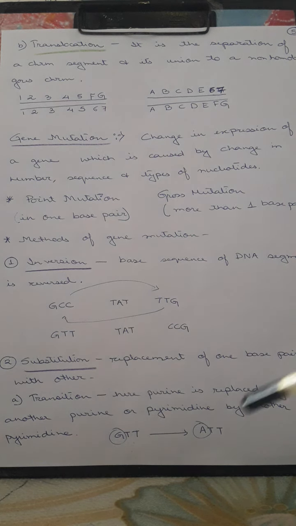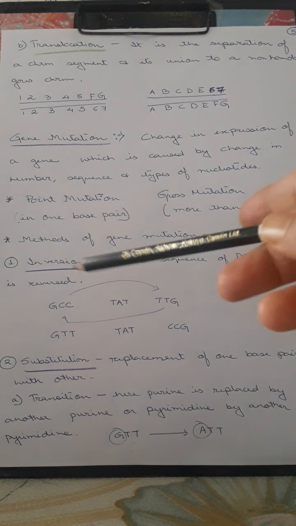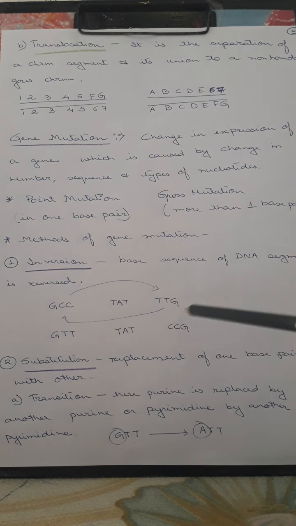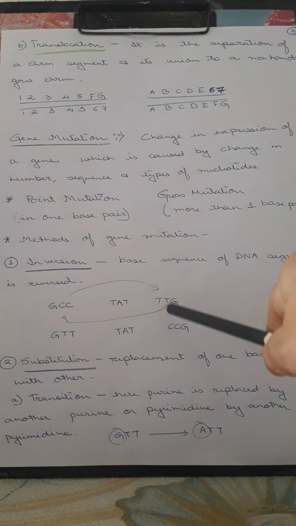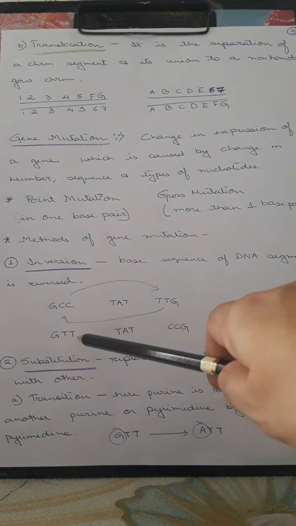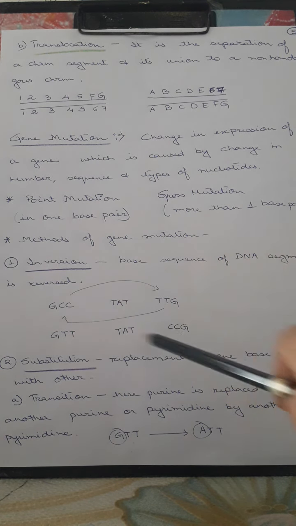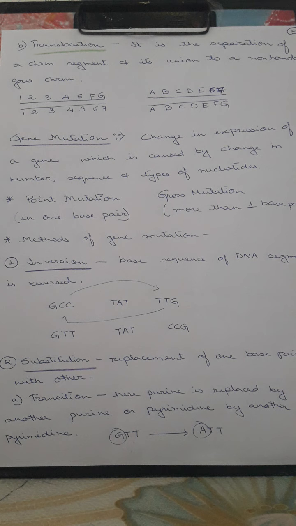Now for example, you see here GCC, TAT, TTG. Now these are actually codons, genetic codes which will code for amino acids. Now each of these triplet codons represents one amino acid. Suppose due to inversion these two are altered. Now see, it is TTG, here it is GTT. Again here it is GCC, here it is CCG. That means the whole sequence has been inverted, and as a result, what happened? The amino acid they code for will also alter. It will be changed.